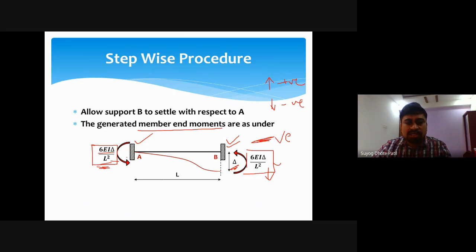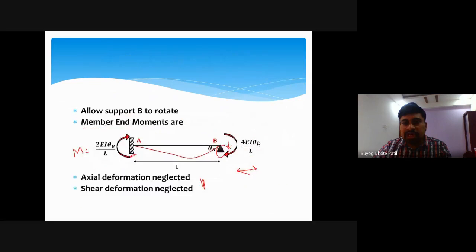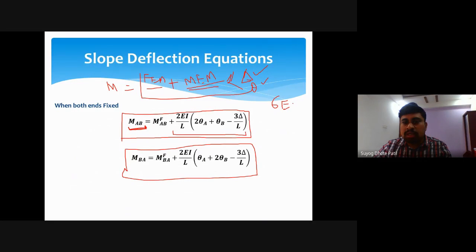Again, clockwise moment is positive and anti-clockwise moment is negative. To neutralize these, there will be development of anti-clockwise moment. So anti-clockwise moment is negative, and that's why it is negative in nature. Simple. So this parameter will be 6 EI delta by L square, again negative. So this will be in terms of delta.